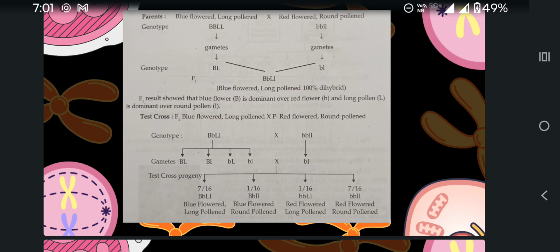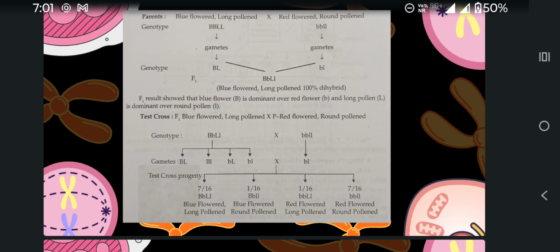which are the same as their parental type. Then one is blue flowered round pollen, which is due to the crossover, different from the parent, a new combination. And one is red flowered and long pollen. This is again a new combination. And 7 will be red flowered and round pollen, which is of parental type.